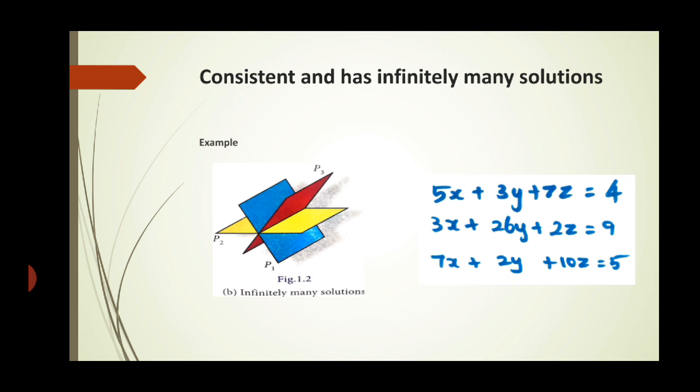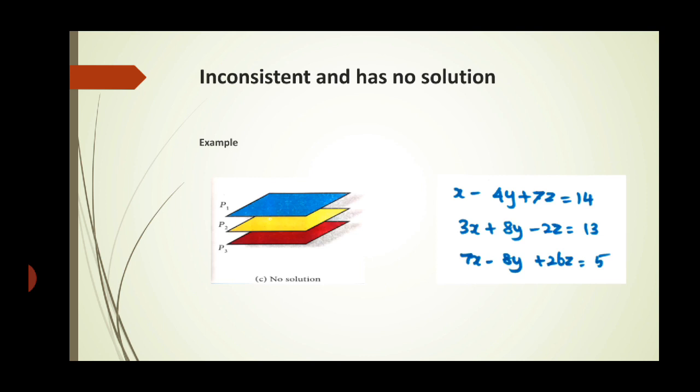So it means that the three planes intersect at a line. So on the line you are having infinitely many points, therefore you will be having infinitely many solutions for the given three equations in the slide.